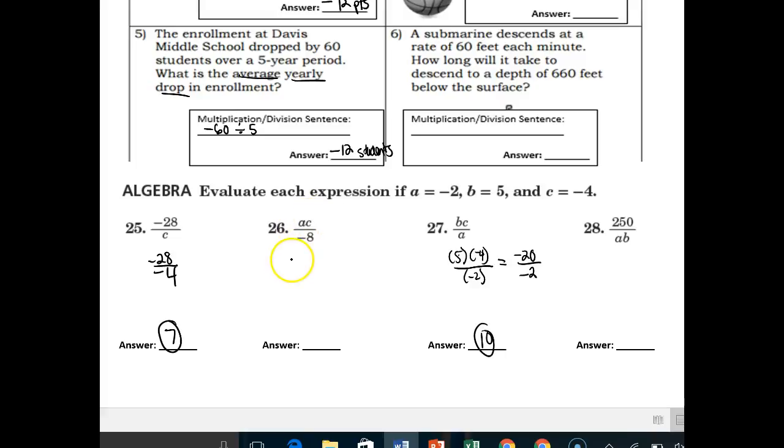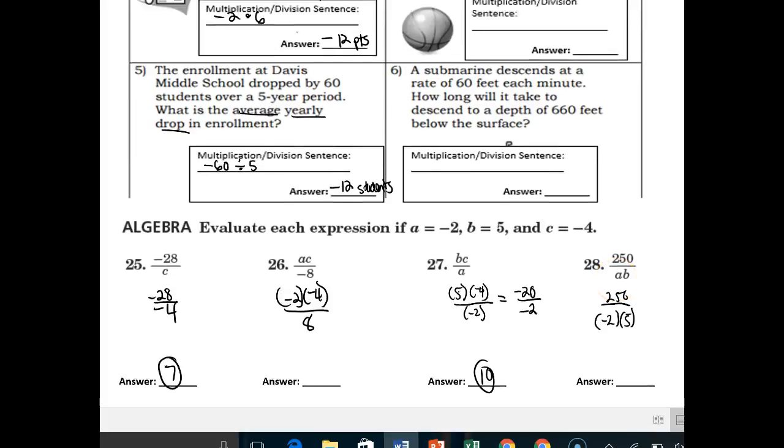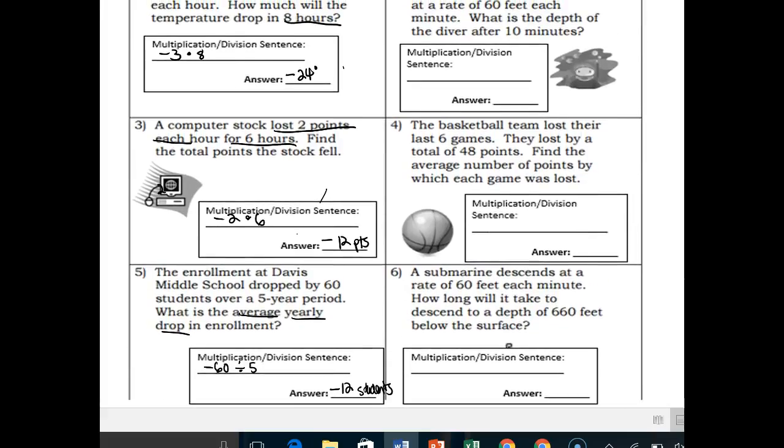So here I'll set it up for you. Negative 2, parentheses, negative 4, over 8. And here would be 250, parentheses, negative 2, parentheses, 5. So it's helpful to multiply these first and then try and divide to get your answer. On these ones, think about it. If it's saying how long will it take to get to a depth of 660 feet, so we want 660 divided by negative 6 to get your answer on that one.